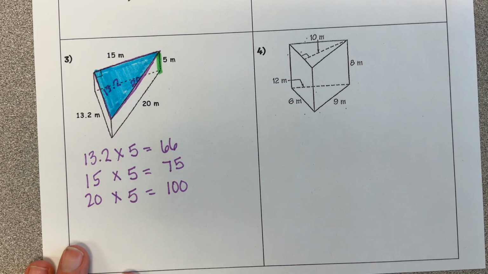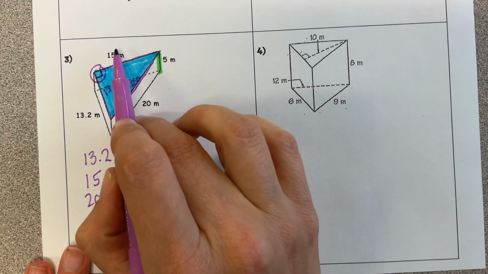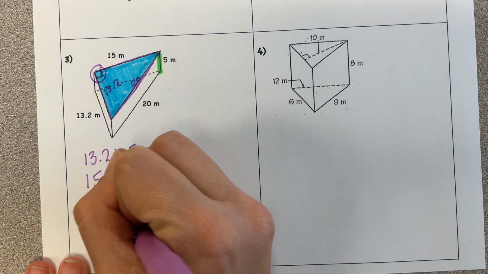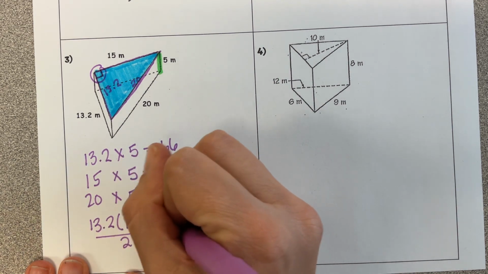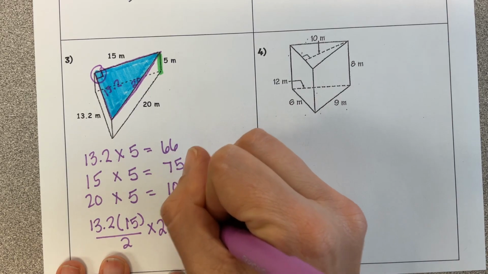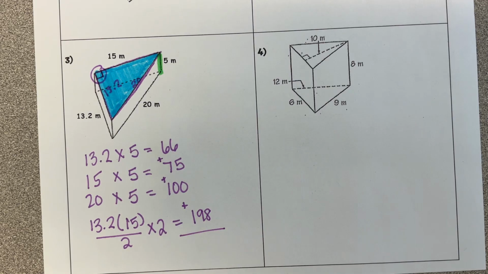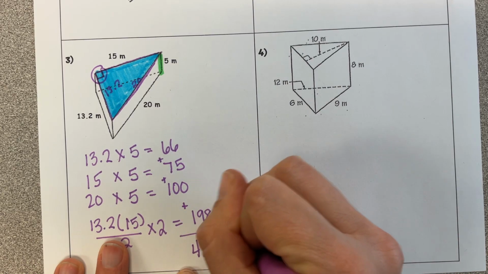Now for our base triangle, we look for that 90-degree symbol. That's connecting the 13.2 and the 15. So we're going to do our base of 13.2 times our height of 15 divided by 2 for one of the triangles, but we have 2 of them, so we're doubling that. When we multiply that out, we get 198. And then we're going to add those all together to get that our total surface area is 439 meters squared.